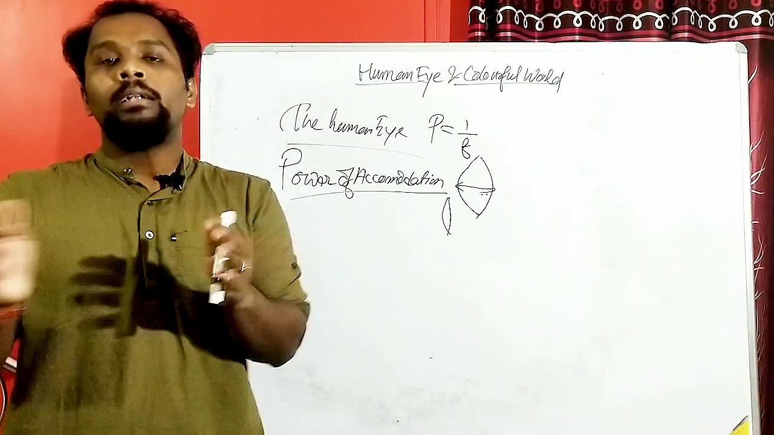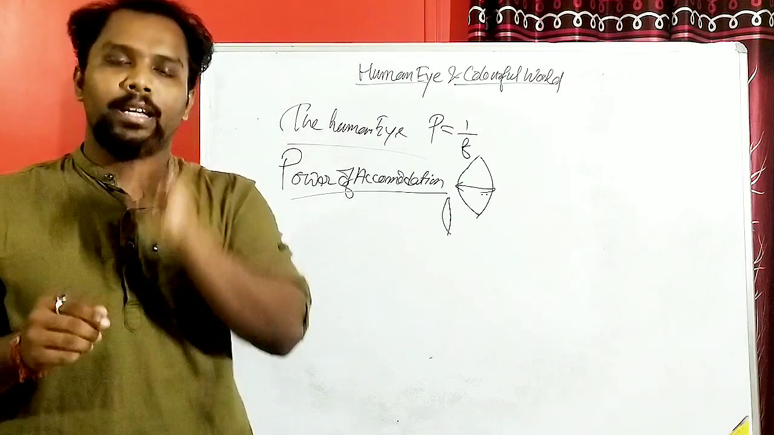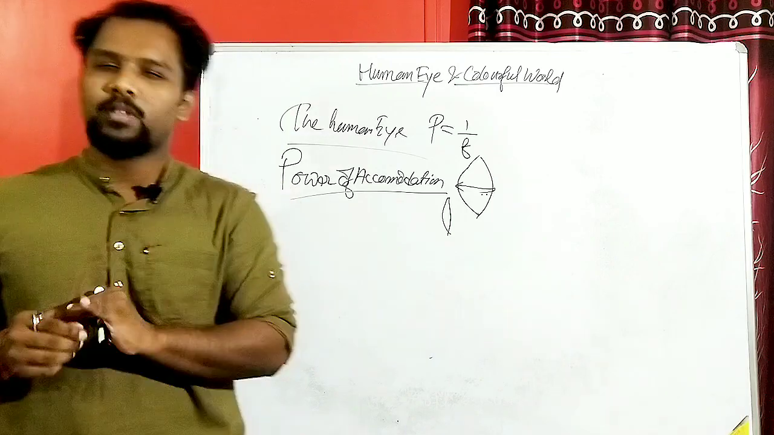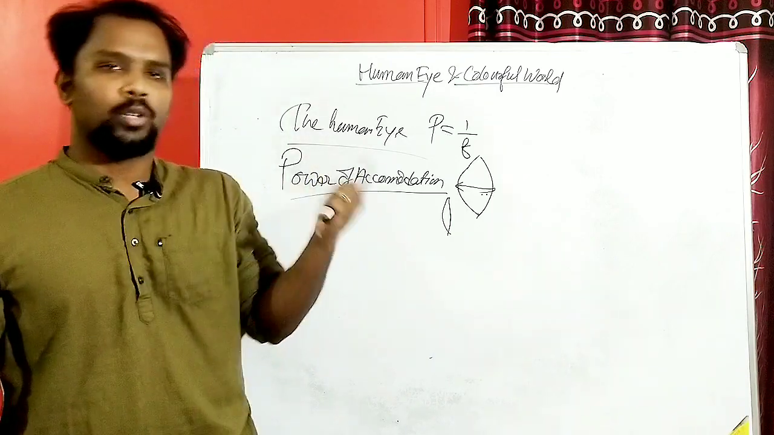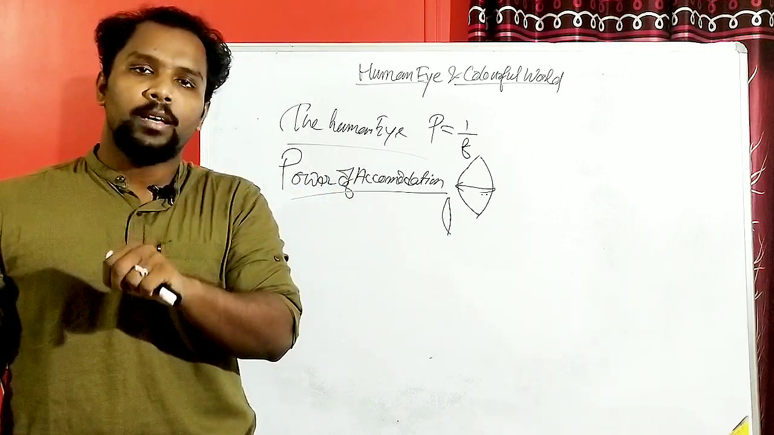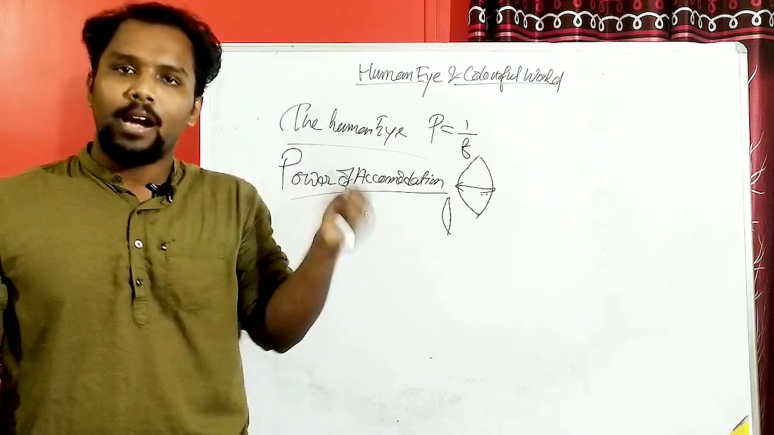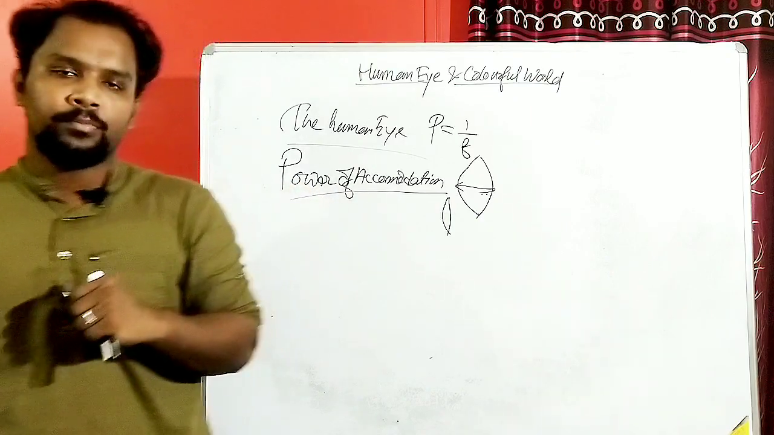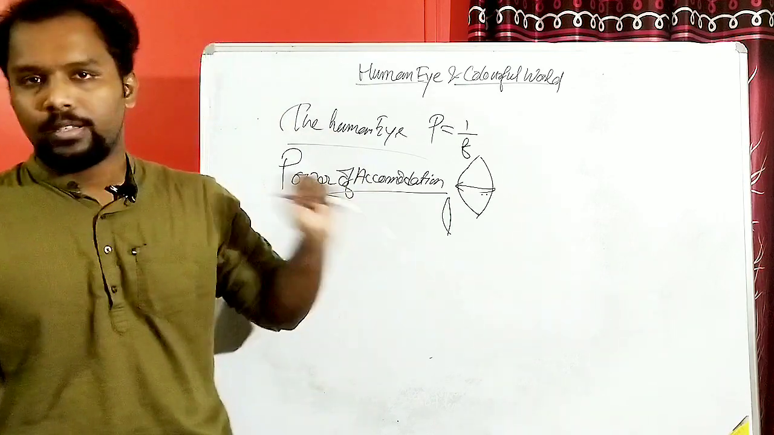Depending on the defects, you can classify all the defects in 3 categories. There are only 3 defects. The first one is myopia, which is also known as nearsightedness. The second one is hypermetropia, also known as farsightedness. And the third one is presbyopia. We're going to discuss all of the 3 defects step by step.